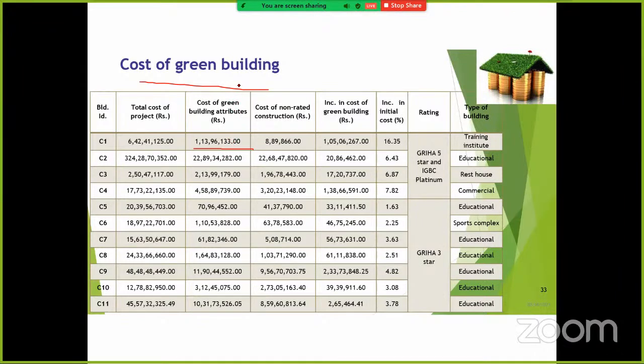He was our alumni, COEP's alumni, and he was at the Railway Training Institute, and we both worked together and found out the different green building attributes in their buildings, the cost of non-rated attributes, and the cost of green building. So the initial cost is 18.3% higher. Now, if you observe the different costs, it's an outlier we can say.